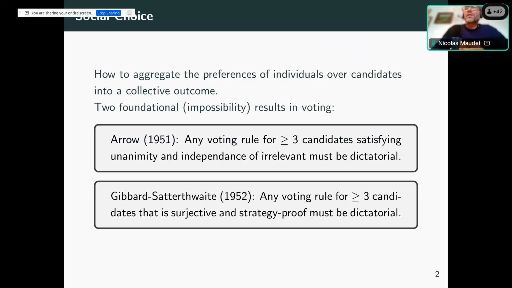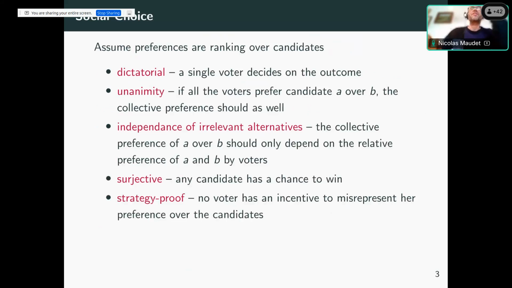And the Gibbard-Satterthwaite theorem is a bit different. It says that if your rule is surjective and strategy-proof, then it has to be dictatorial. Okay, so at this point, I guess you don't really understand what I just said. I will give you a bit of background on these different properties. I mentioned dictatorial. What does it mean? Dictatorial means that a single voter can decide on the outcome. You would decide the outcome just by looking at a single person.